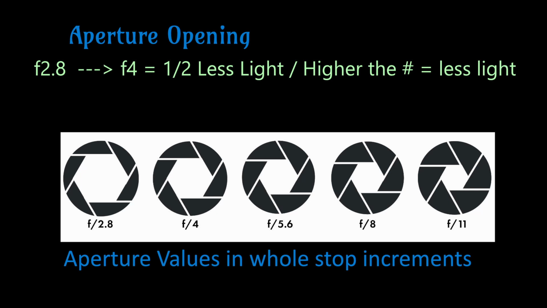All right, so now you're thinking to yourself, wait a minute. The numbers are getting smaller, but it's letting in more light. That's right, it's counterintuitive because it's an inverse relationship. So the bigger the number, the less light that comes in. The smaller the number, the more light comes in. All right, so this is something to keep in mind when you're creating pictures.